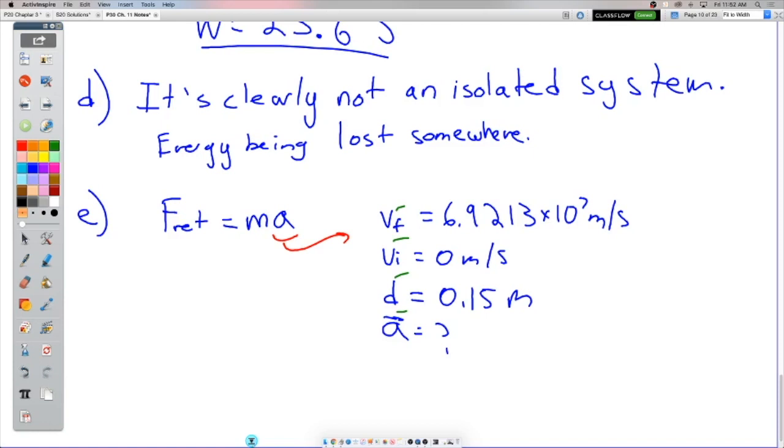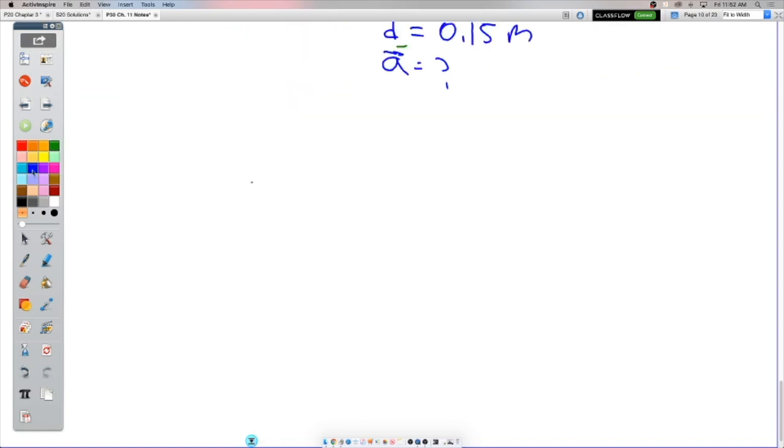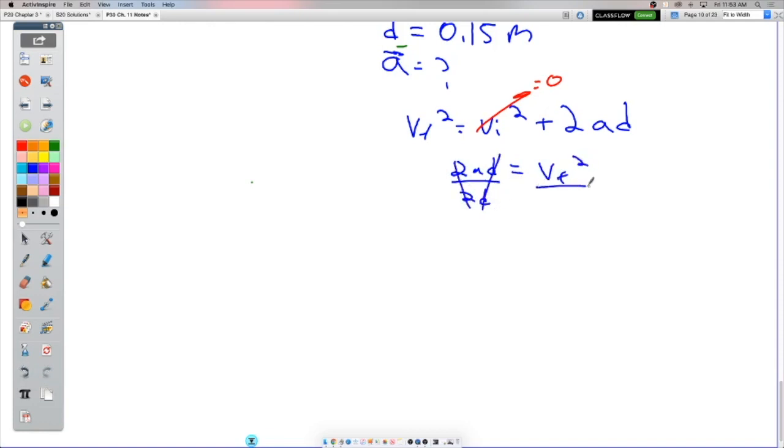I can use this guy. VF squared equals VI squared plus 2AD. And hey, my life's even easier because VI is 0. So then 2AD equals VF squared, and A equals VF squared over 2D.